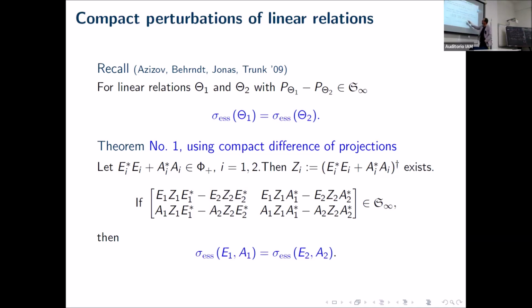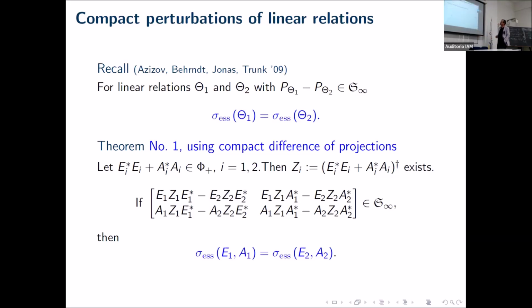And if this condition here, which is a little bit technical but totally different from what was before, just a complex difference of A and E, holds, then we get that these two pencils have the same essential spectrum. The proof was, as I indicated, we go to the pencil and to linear relations, we use this result, and then we go back to the pencil.